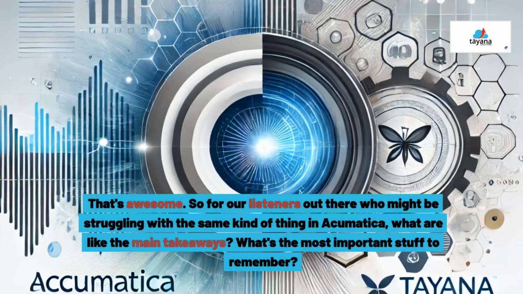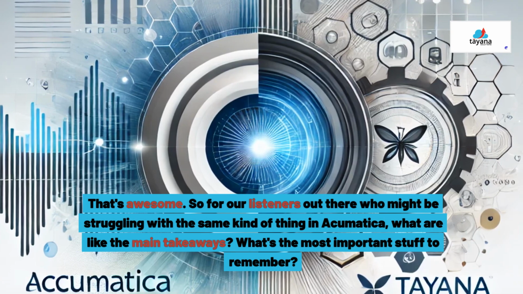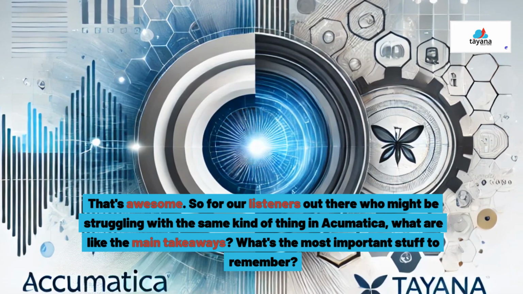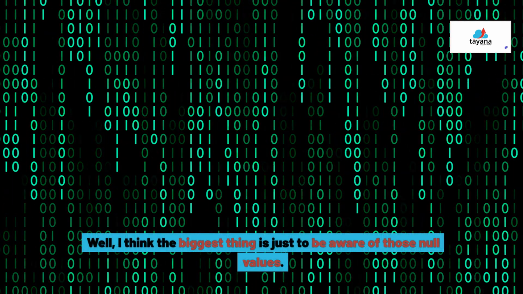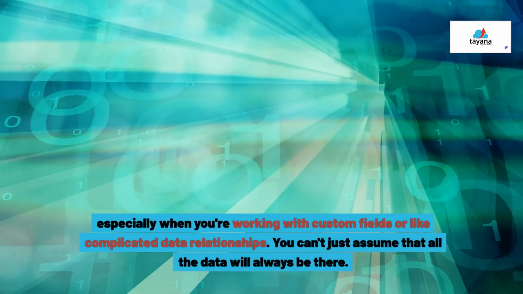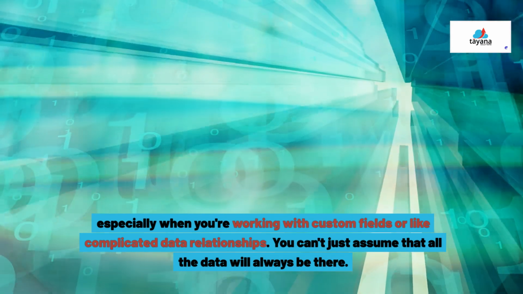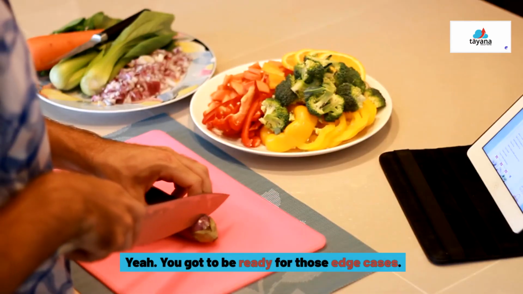That's awesome. So for our listeners out there who might be struggling with the same kind of thing in Acumatica, what are the main takeaways? What's the most important stuff to remember? Well, I think the biggest thing is just to be aware of those null values, especially when you're working with custom fields or complicated data relationships. You can't just assume that all the data will always be there. Yeah, you've got to be ready for those edge cases.